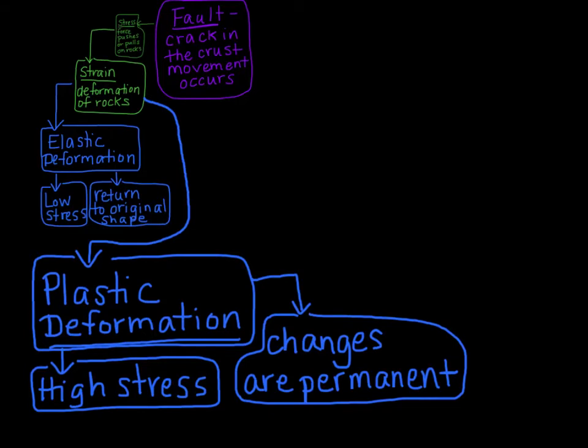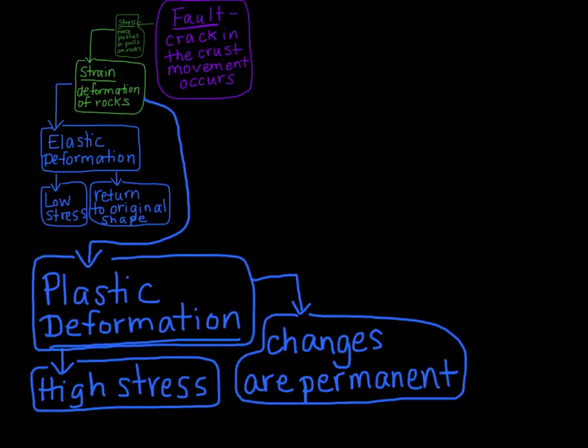So, to recap, a fault is a crack in the crust where movement occurs. This movement occurs because of stress. Stress is the force that pushes or pulls on the rocks. If there is enough stress, the rocks will undergo strain. Strain is the deformation of the rocks due to stress.